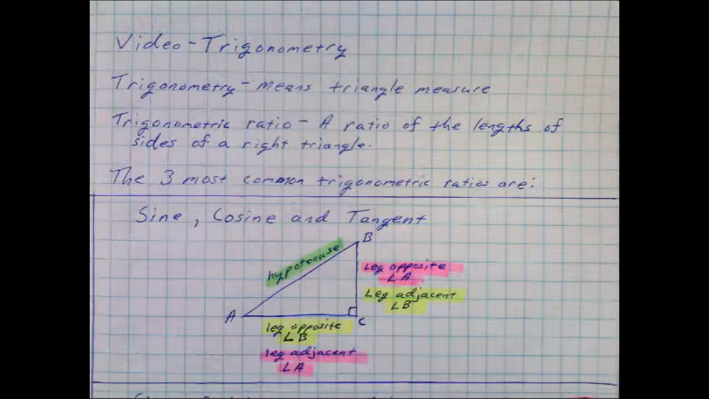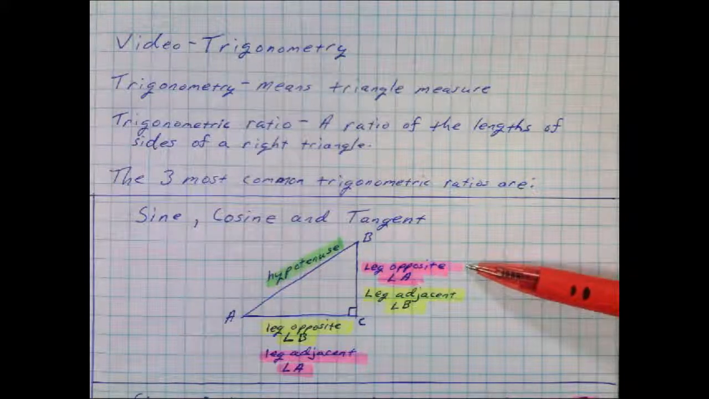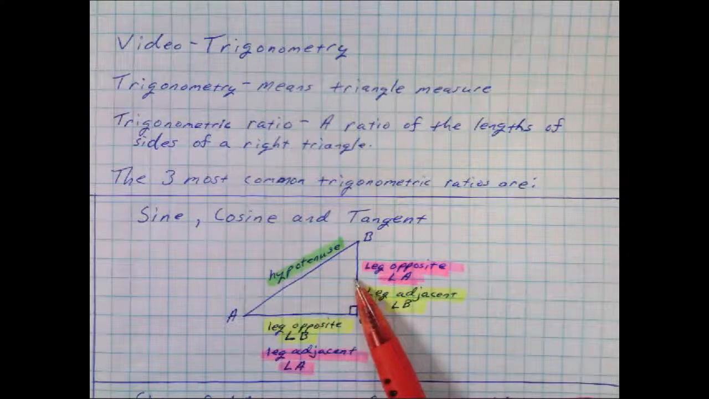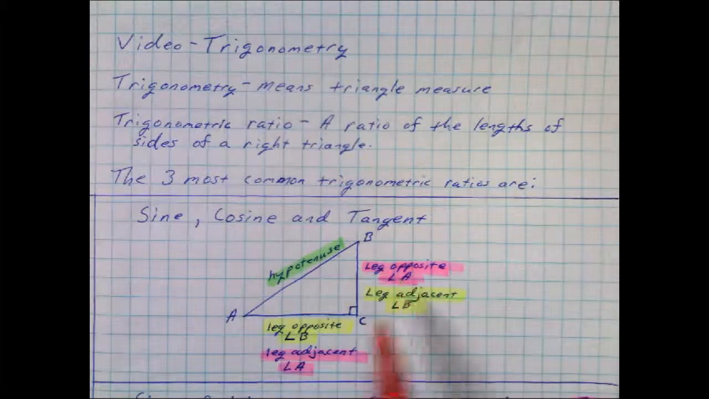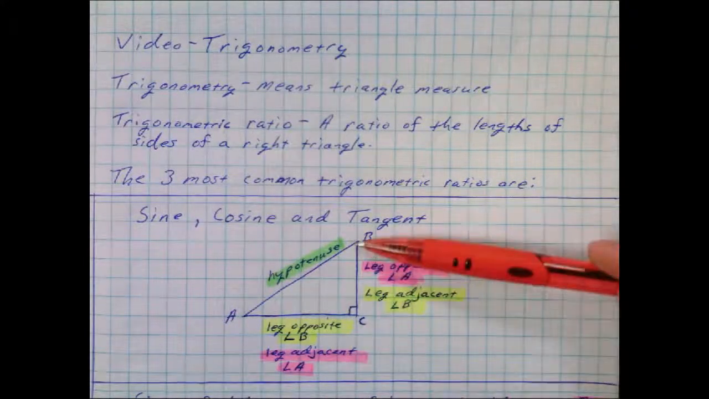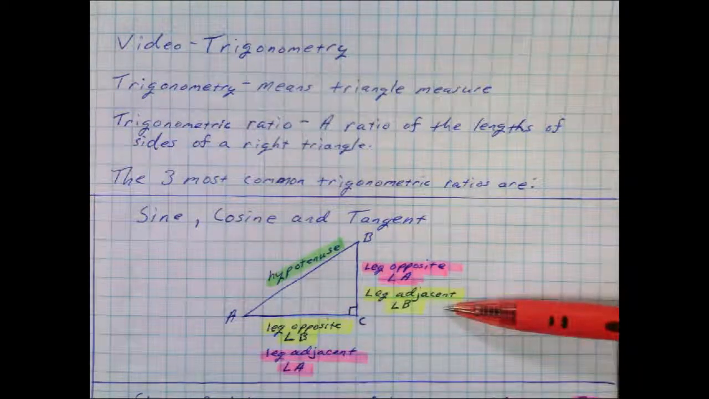The hypotenuse is in green. So anytime I use the hypotenuse in a ratio, I'm going to be highlighting it in green. And then on the right hand side, I have the leg opposite of angle A. You'll notice angle A is over here. This is the leg opposite of angle A, that's in pink. And then the leg adjacent to angle B, the one connected or adjacent to angle B, that's in yellow.